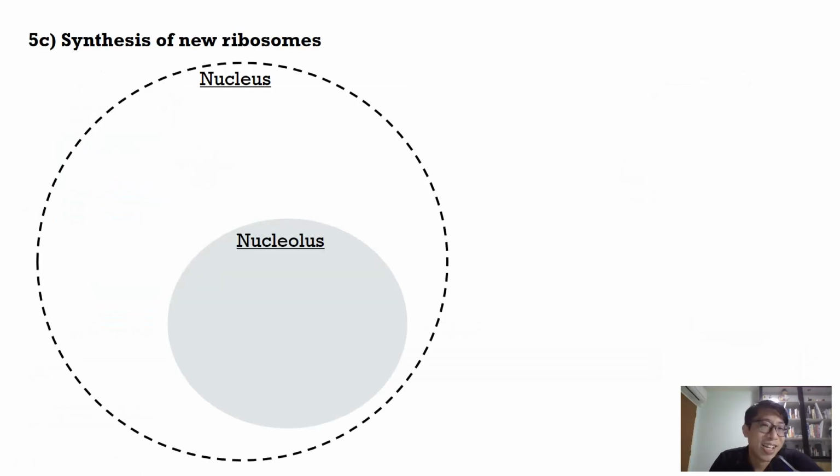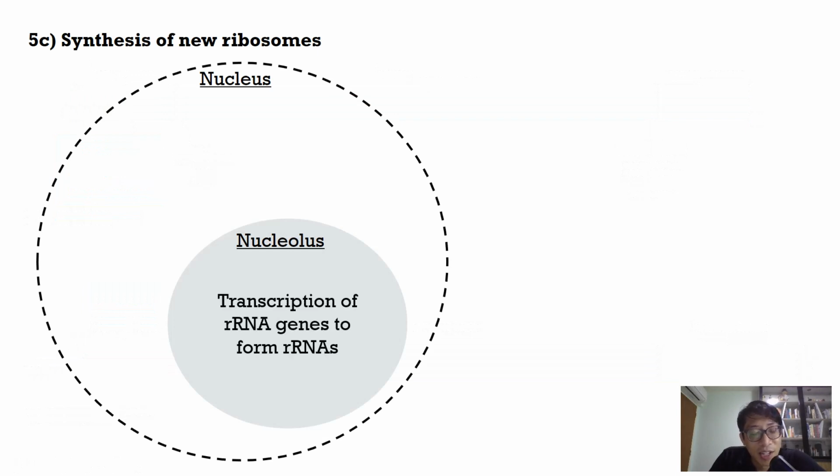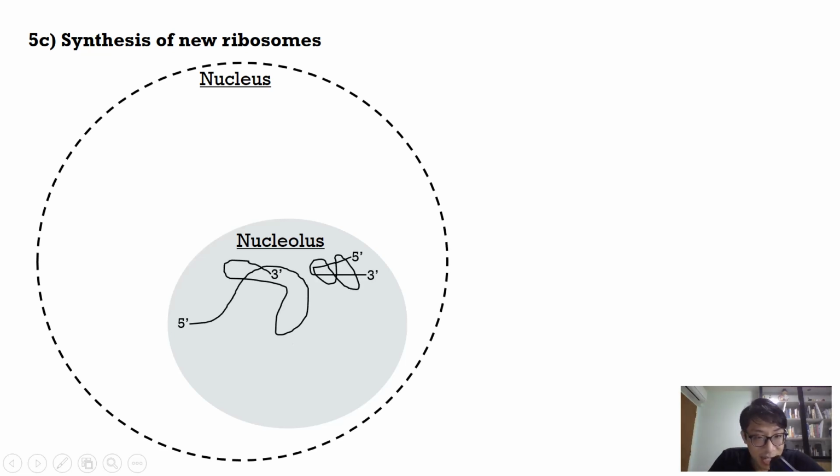All right, next, this is not really protein synthesis, but I thought you should know how new ribosomes are formed. In a eukaryote there's a nucleus, and within the nucleus there's a nucleolus which contains the genes that code for rRNAs. The genes coding for rRNAs will be transcribed to form rRNAs. These will remain in the nucleolus because rRNAs are not translated. They remain as rRNAs, so they stay in the nucleolus.